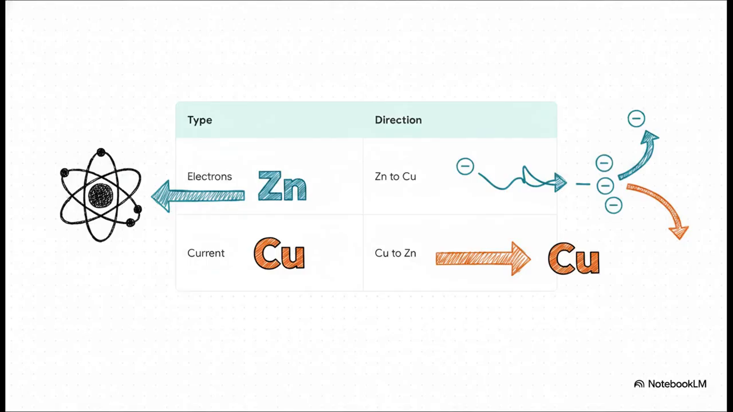The flow dynamics here present a really fascinating juxtaposition. Physically speaking, the actual electrons are flowing away from the zinc and into the copper.